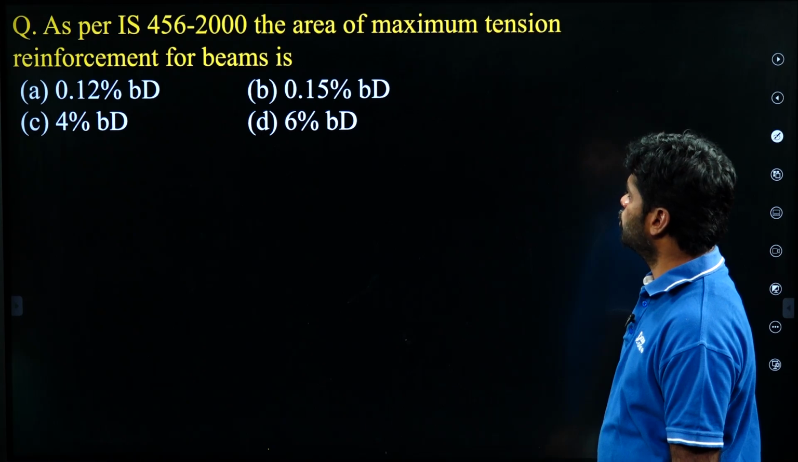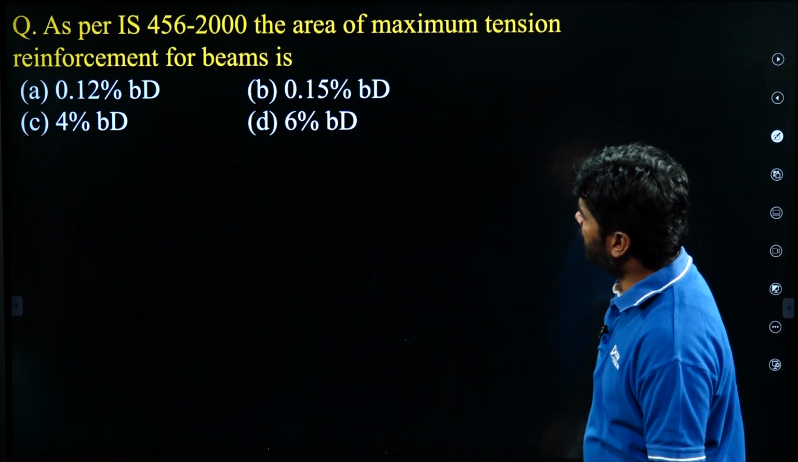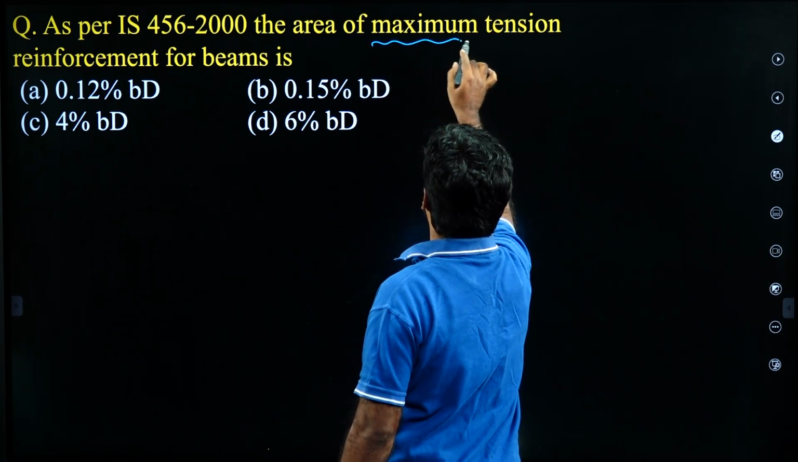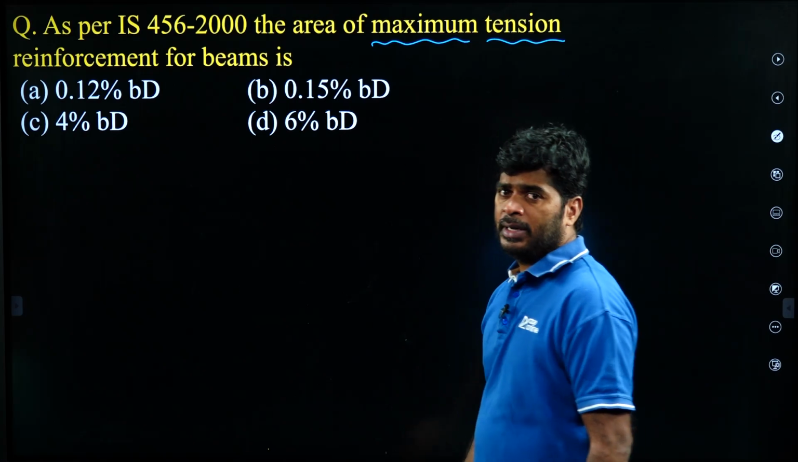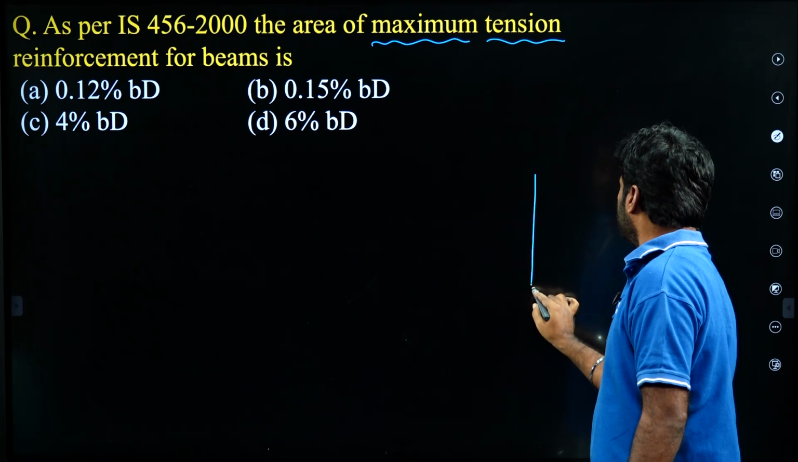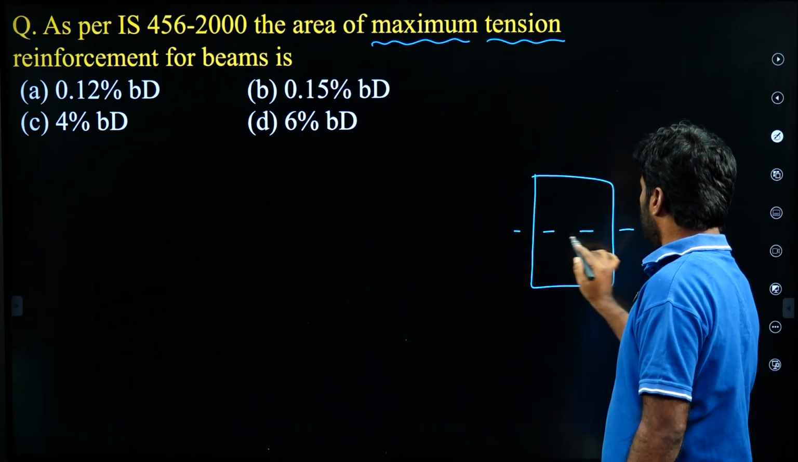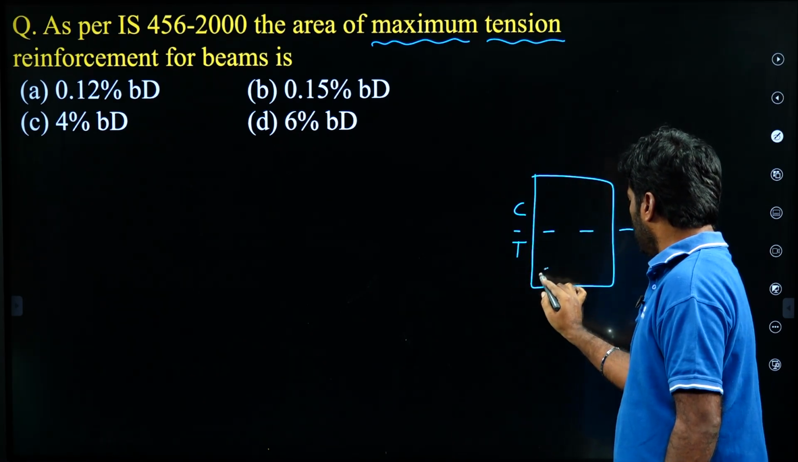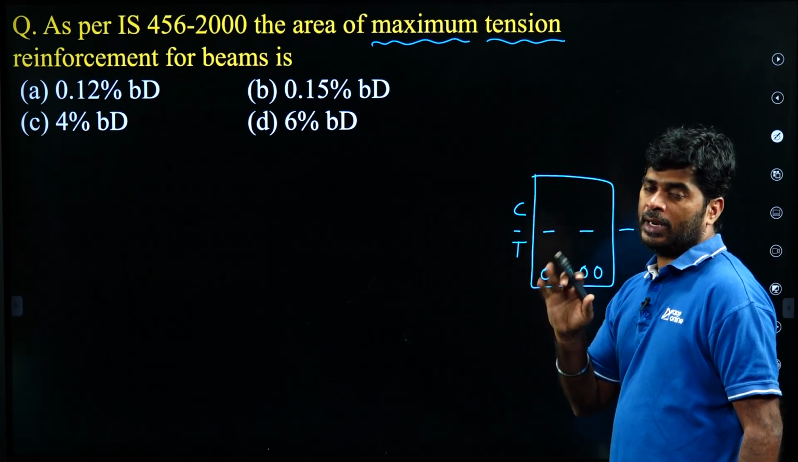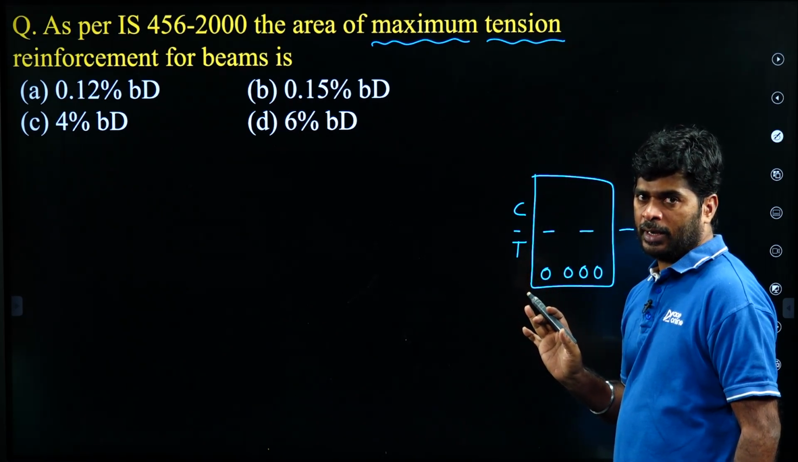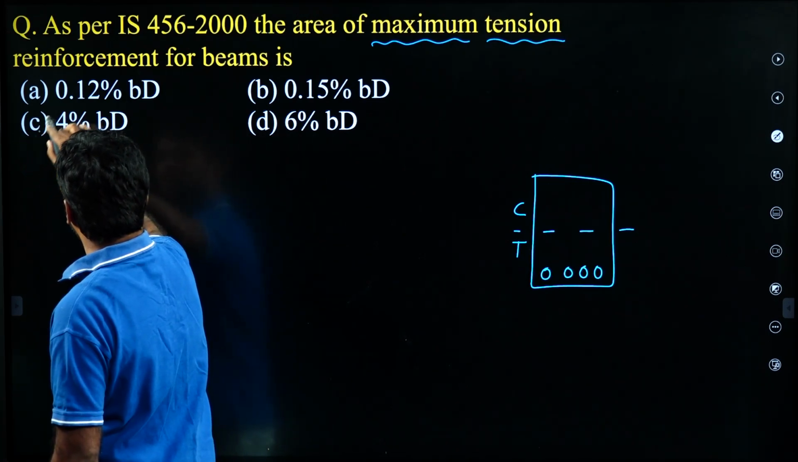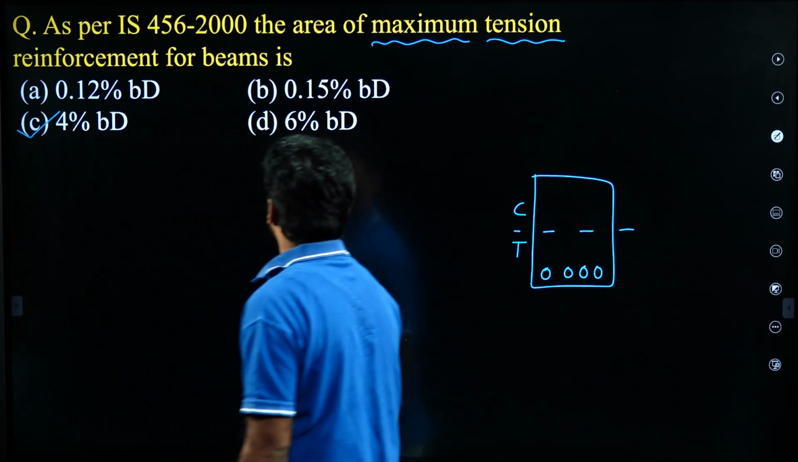As per IS 456-2000, the area of maximum tension reinforcement for beams is not more than 4% of gross cross sectional area. In beams, this is the neutral axis, this is the compression zone, this is the tension zone. On the tension zone, how much maximum steel can you design? We can design a maximum of 4%. So not more than 4% of gross cross sectional area. Option C is correct.